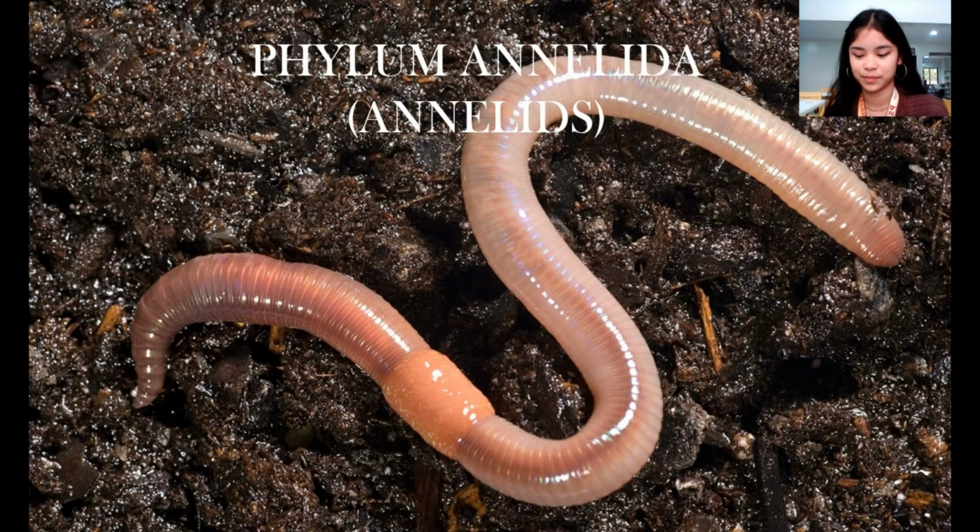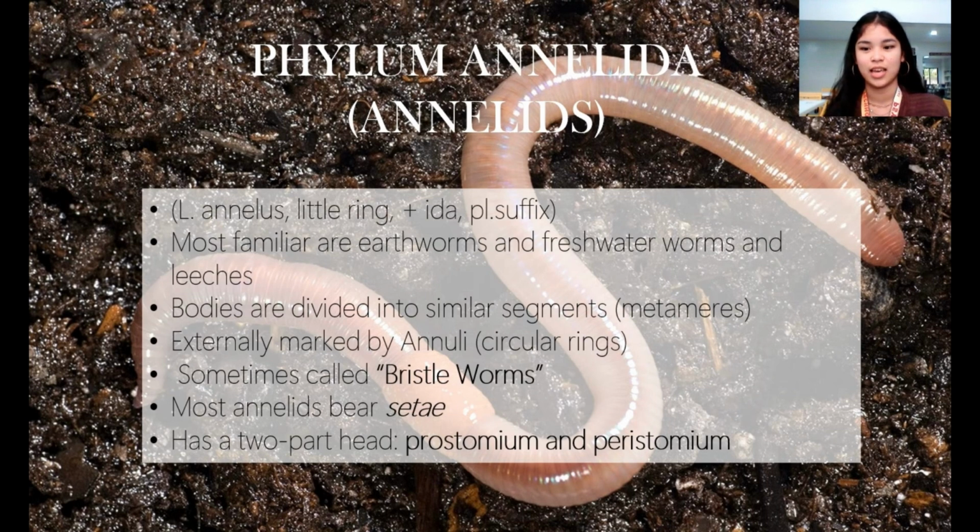Phylum Annelida, or annelids, came from the Latin word annulus, meaning little ring, plus ida, which is the suffix. In phylum Annelida, the most familiar ones are earthworms and freshwater worms, and also leeches, which will be further discussed by my groupmates in a while.